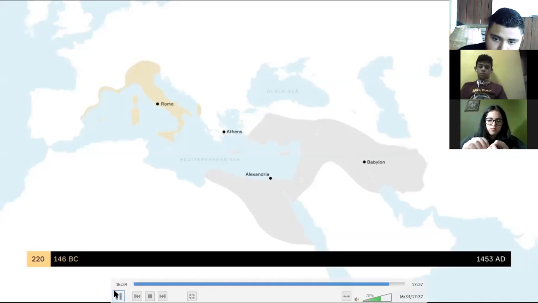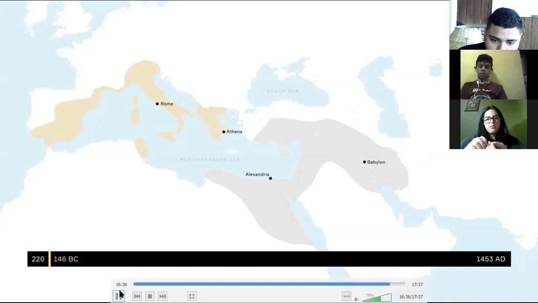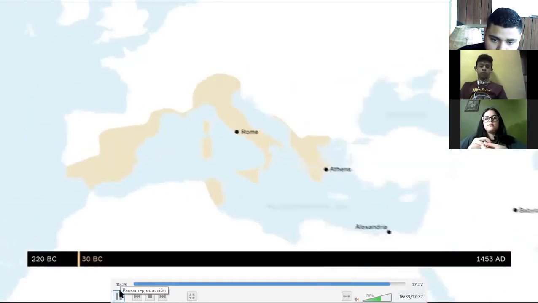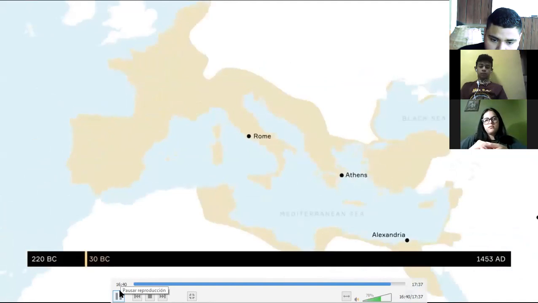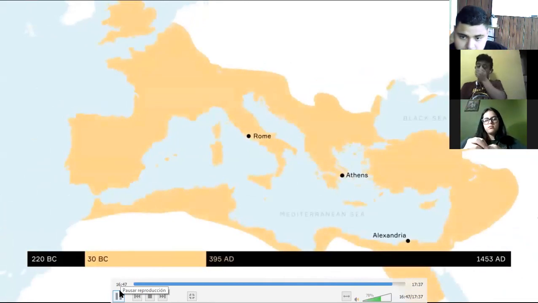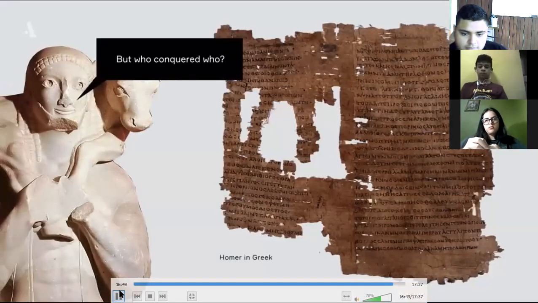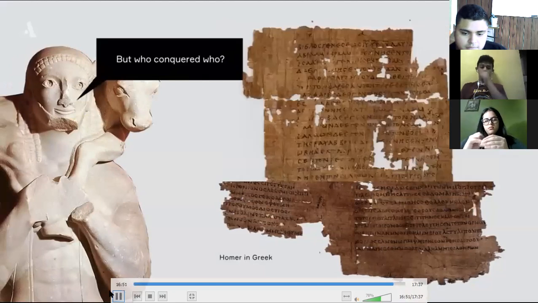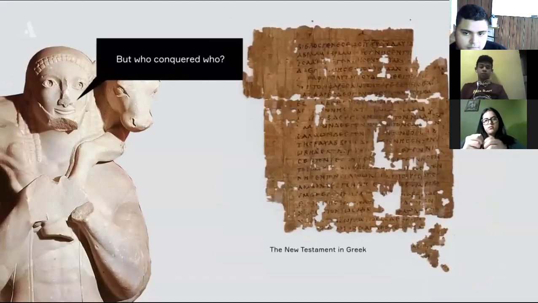In 46 BC, the Romans conquered Greece, and in 30 BC, they conquered the last stronghold of Hellenism, Egypt. But Greek culture was victorious even here. Spread by the Romans, it finally conquered the world. Romans began to read the Iliad and Odyssey in Greek, followed by the Greek New Testament too.